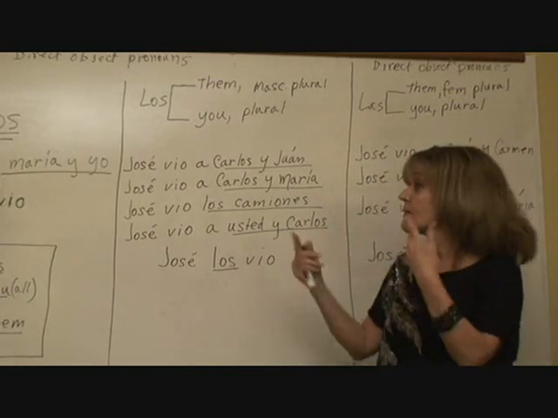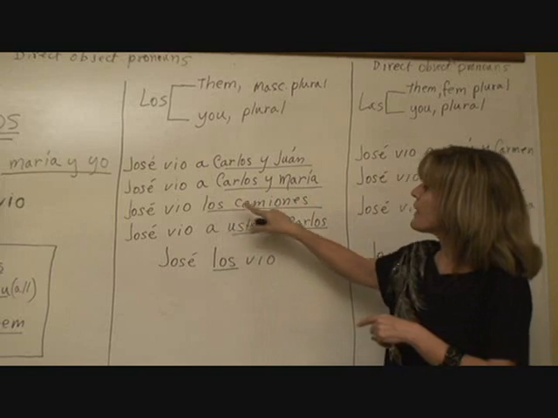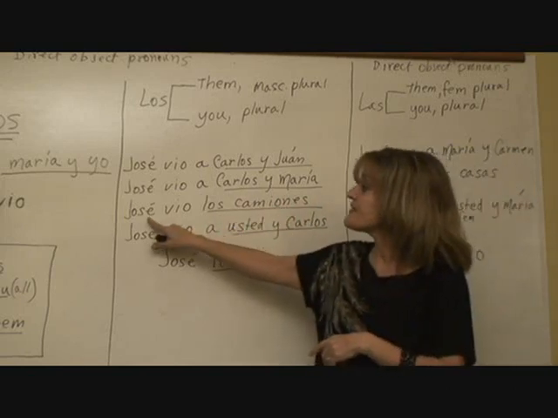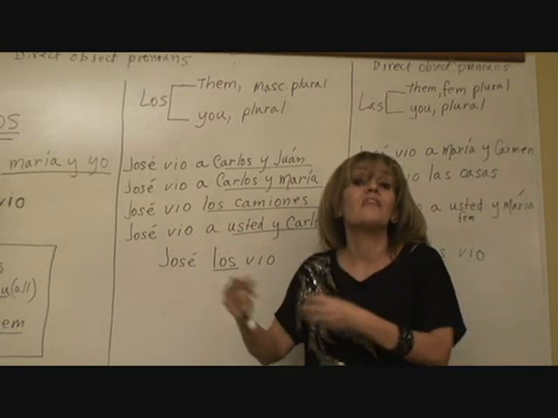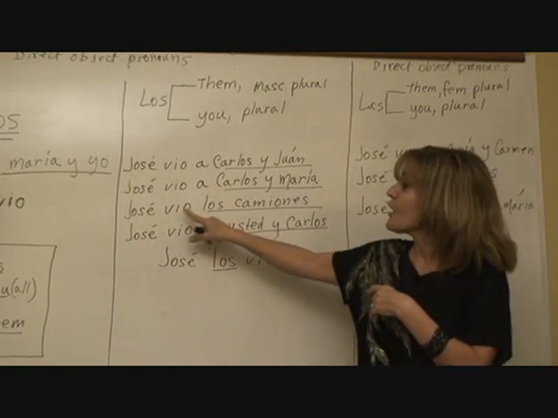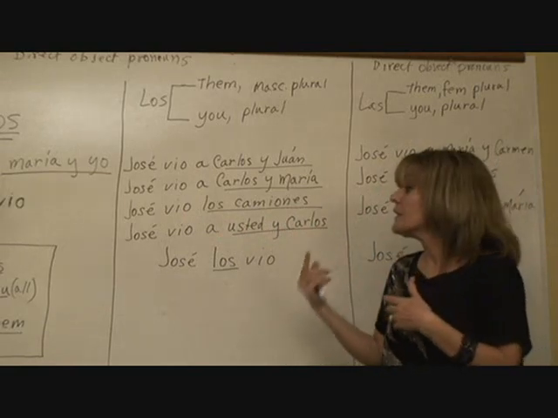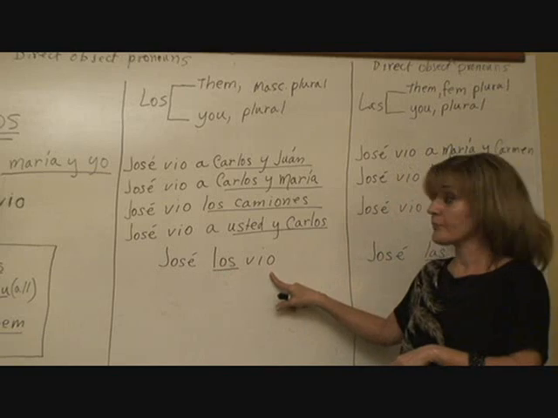José los vio. Here we have plural, them, that is things. Los camiones. José vio los camiones. José saw what? The trucks. Notice that here you don't have the personal a. José vio los camiones. José saw what? Los camiones. José los vio.